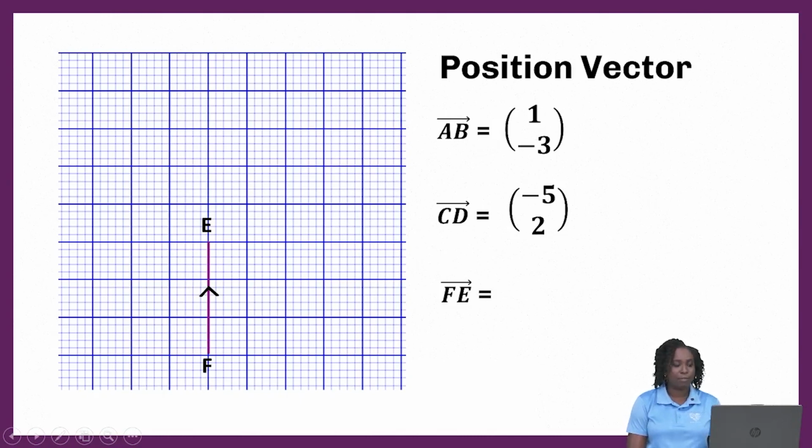So given position vector FE, what would that vector look like as a column matrix? Going from F to E, did we move left or right? No. And so that value is going to be 0. However, we did go upwards, and we would go up 1, 2, 3 places. And so this vector is going to be 0, 3.